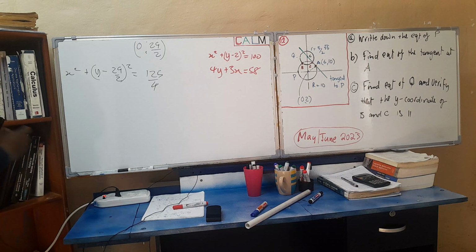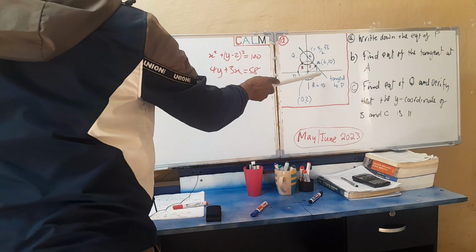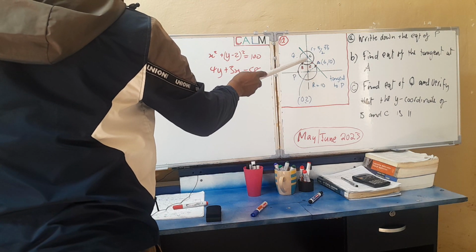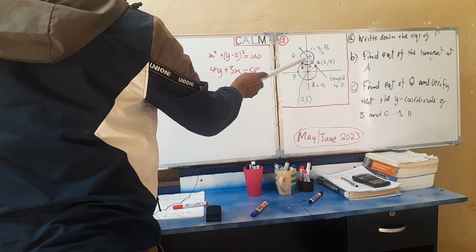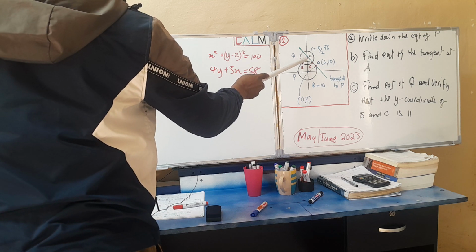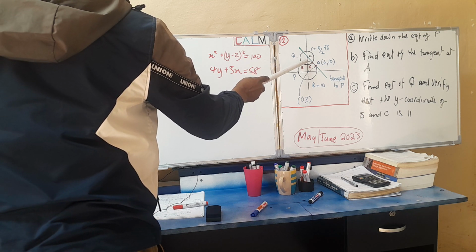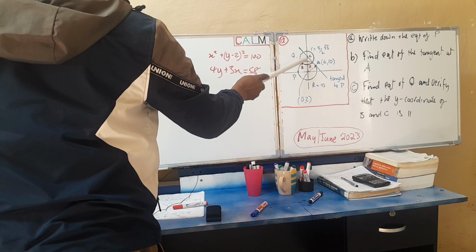That's the equation of circle Q. Okay? Once again, remember, we are told this passes through the center of circle Q, and this is where the line crosses the y-axis.